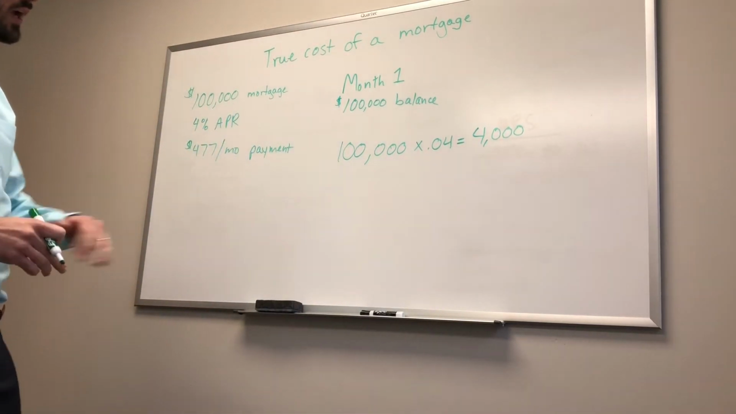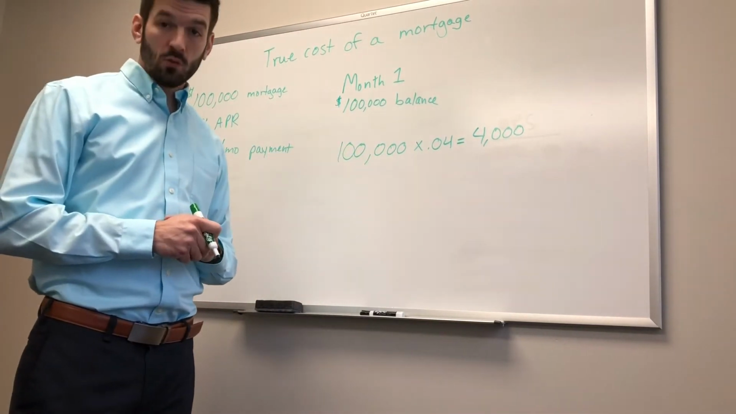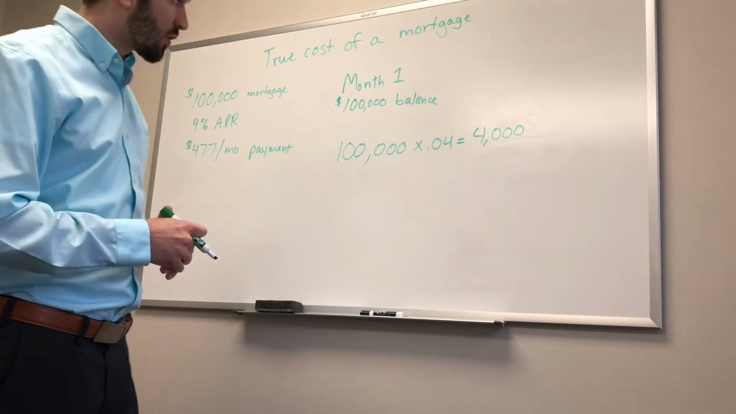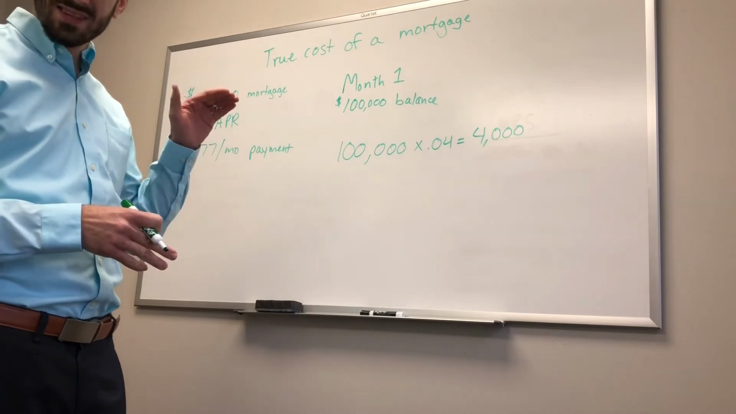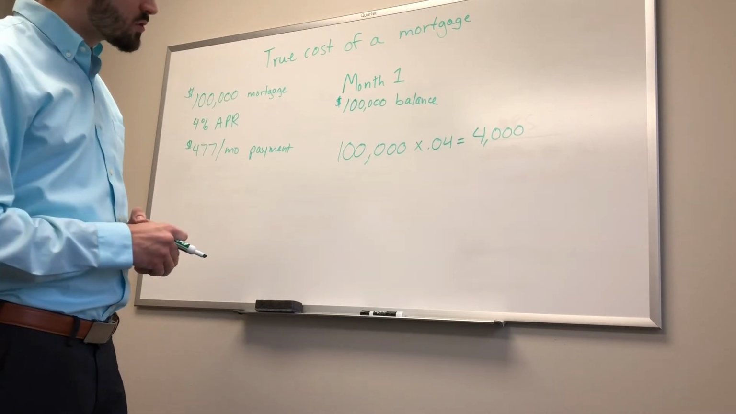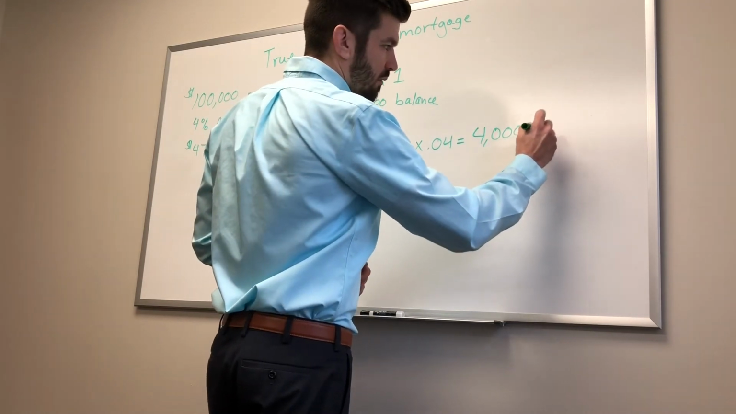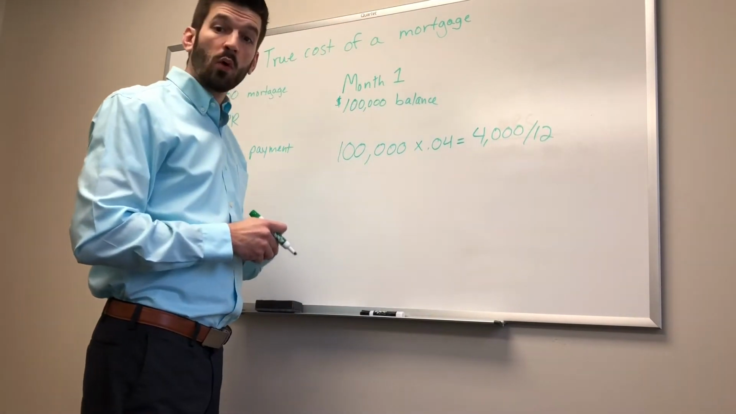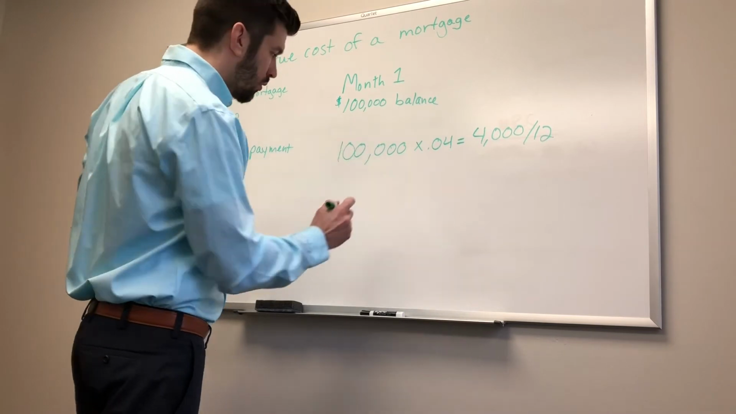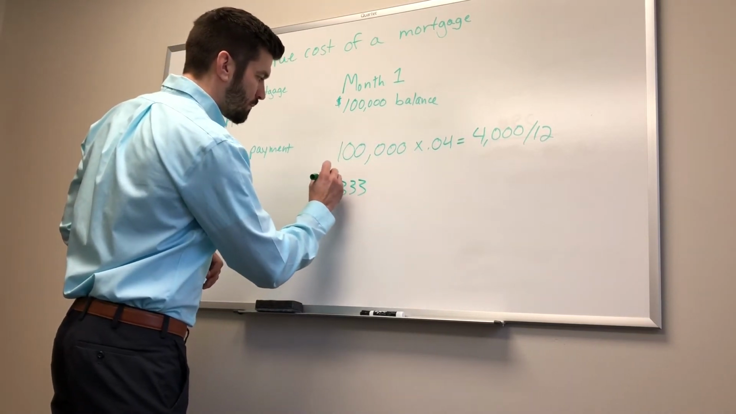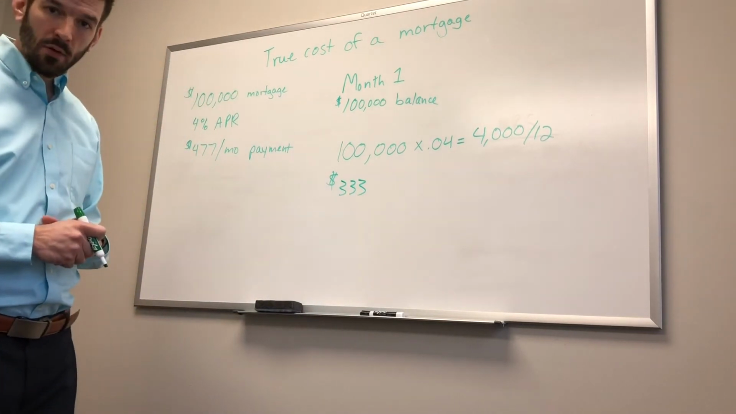Now, keep in mind, that is based on the annual percentage rate. We need the monthly amount to calculate what is going towards interest in that first month. So what we're going to do is take this $4,000 and divide it by 12. What that gives us is a total of $333 going to interest in month one.